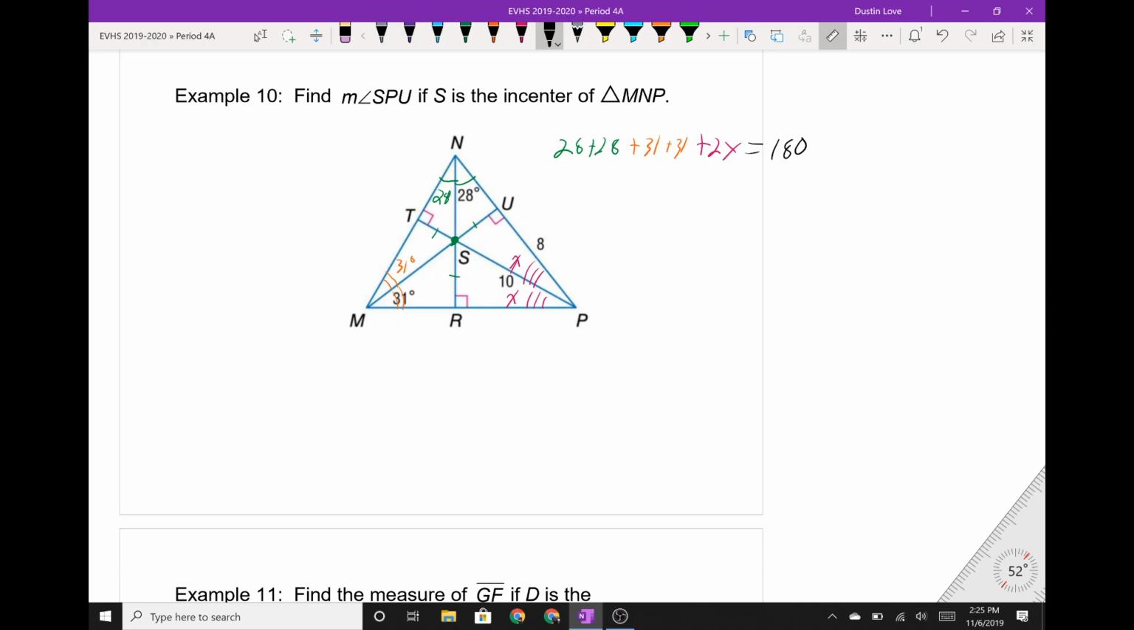And then we just solve. 28 plus 28 plus 31 plus 31. Let's see, that's 56 plus 62. Comes out to 118 plus 2x equals 180. Therefore, 2x equals 180 minus 118, which is 62. Dividing by 2 gives me x equals 31. So SPU is 31 degrees. Measure of angle SPU equals 31 degrees.